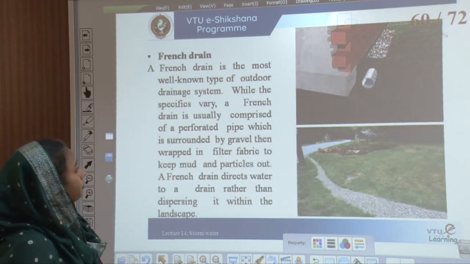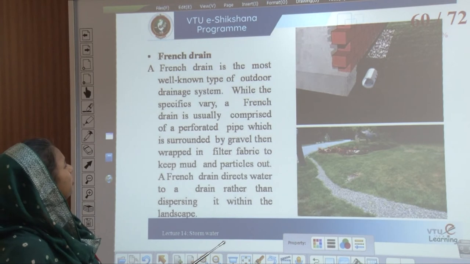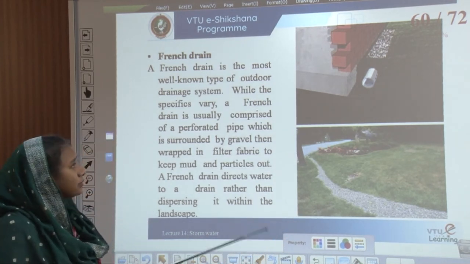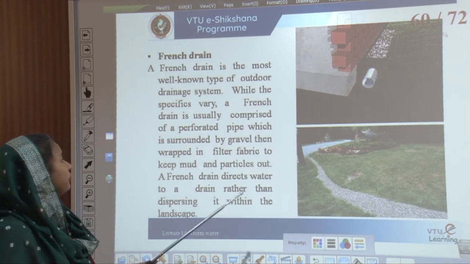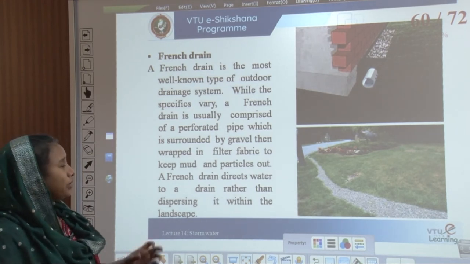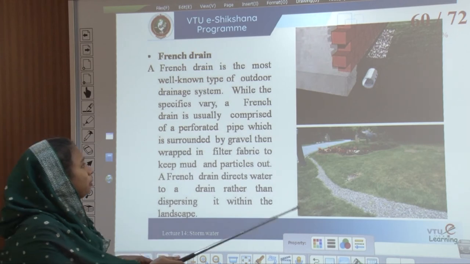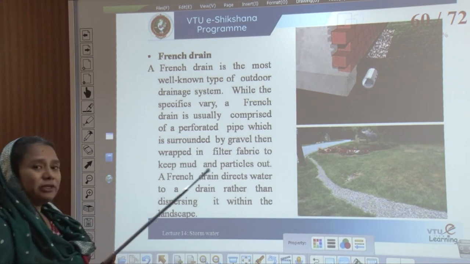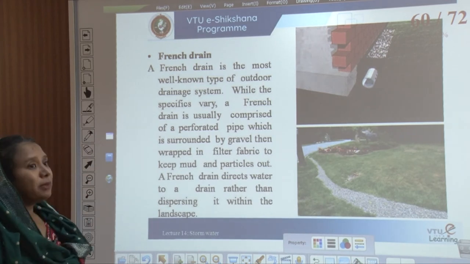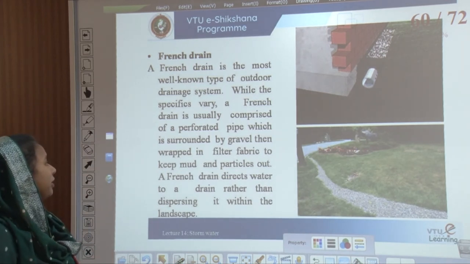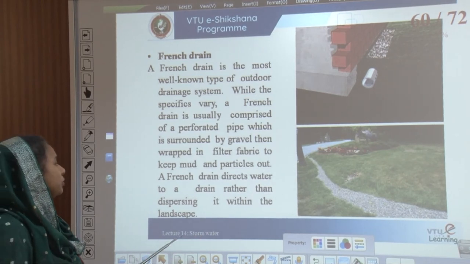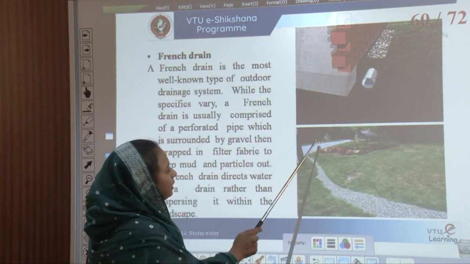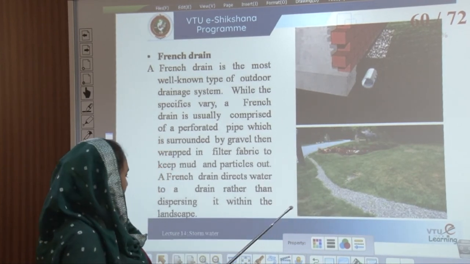French drain. Now, what's a French drain? It is the most well known type of outdoor drainage system. While the specifics of each drainage system vary, a French drain usually has a perforated pipe which is surrounded by gravel. So you would have a pipe surrounded by gravel, then it is wrapped in a filter fabric to keep all the mud and particles out. A French drain basically directs all the water to a drain rather than dispersing it within the landscape. So all of it directly enters the main drainage from the French drain.